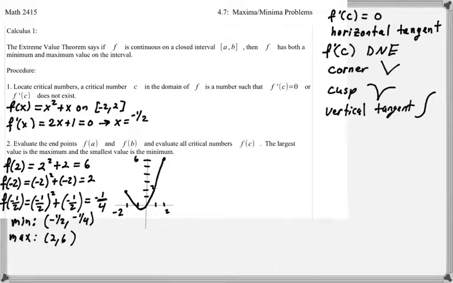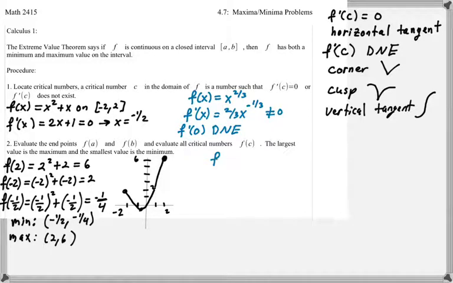Let's do another example where f of x is equal to x to the 2/3 power. The domain of that is all real numbers. However, when you take the derivative, you get 2/3 x to the negative 1/3. That's not going to be equal to 0, but f prime of 0 doesn't exist, and so that would be a critical value there. So when we look for the extreme on the closed interval, we're going to check the endpoints, negative 2 and 2, and also our critical number of 0.